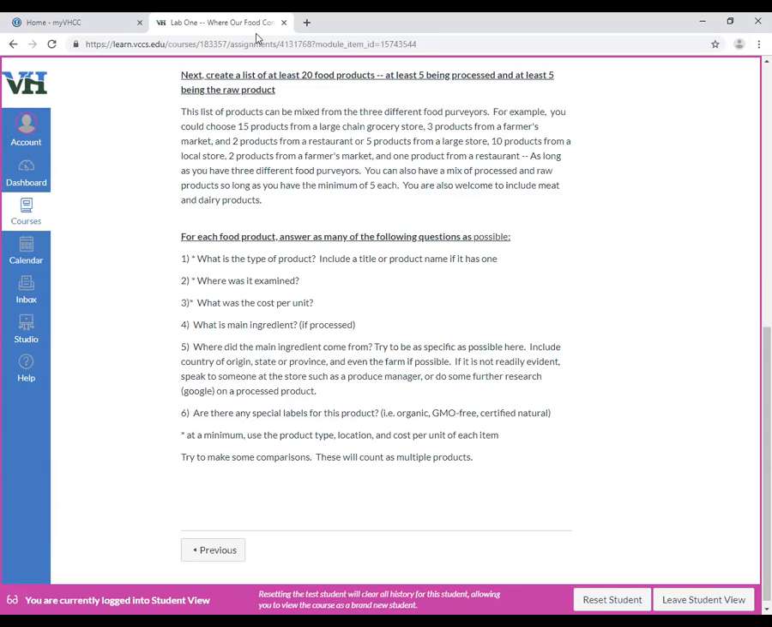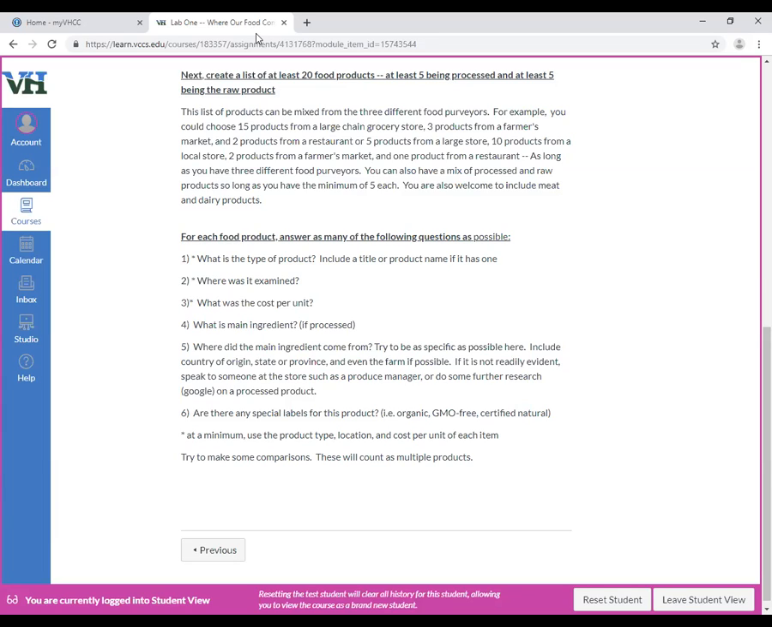Where did that main ingredient come from? And try to be as specific as possible. Include the country of origin, if you can, the state or province, or maybe even the farm, if that is possible. And if that is not readily evident, then speak to someone at the store, like the produce manager, or do some further research. Google the product, if it's a processed product, to see if you can find out where it came from.